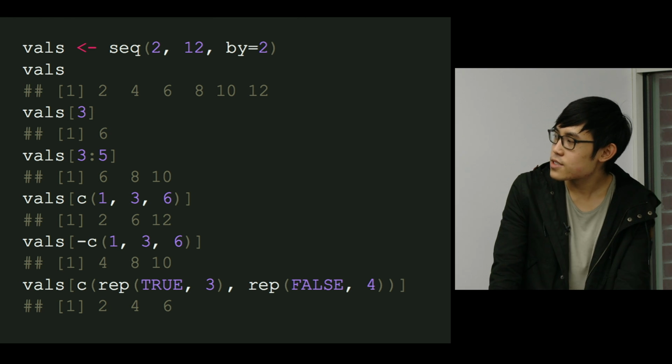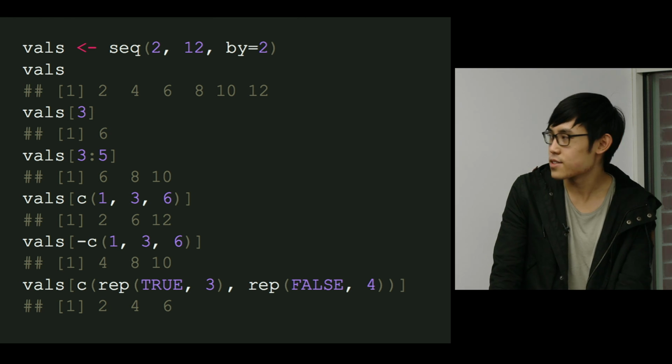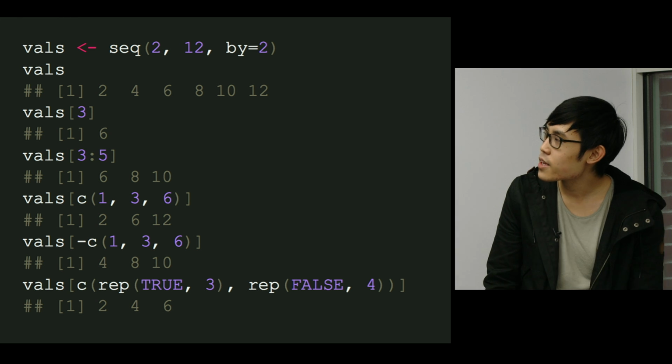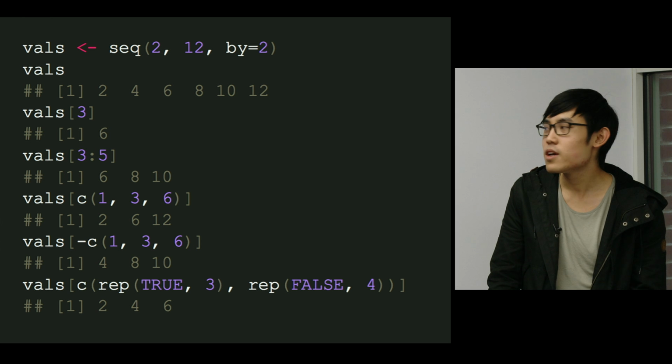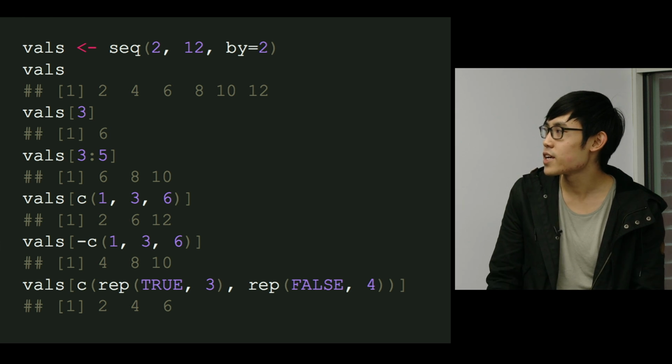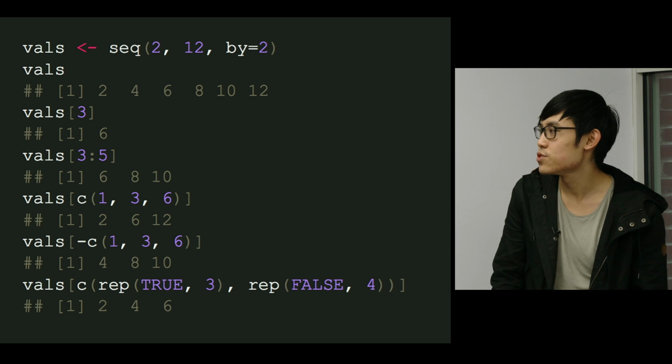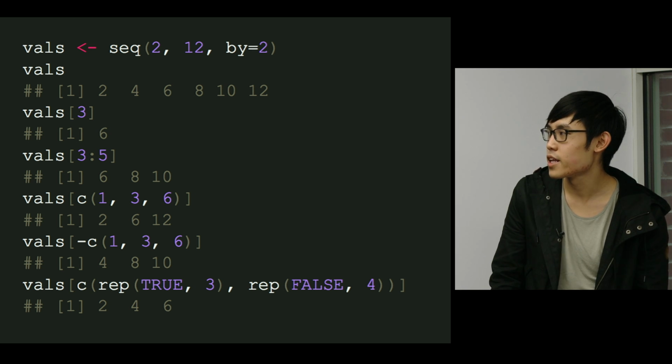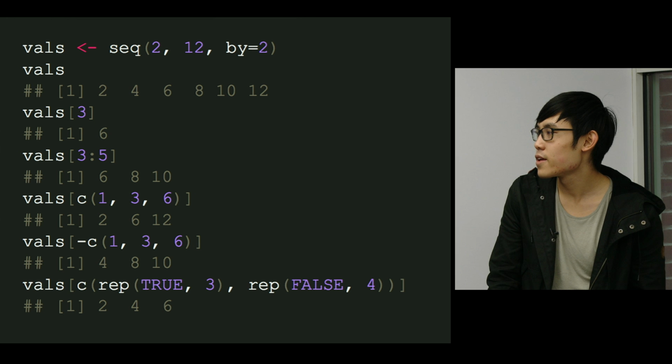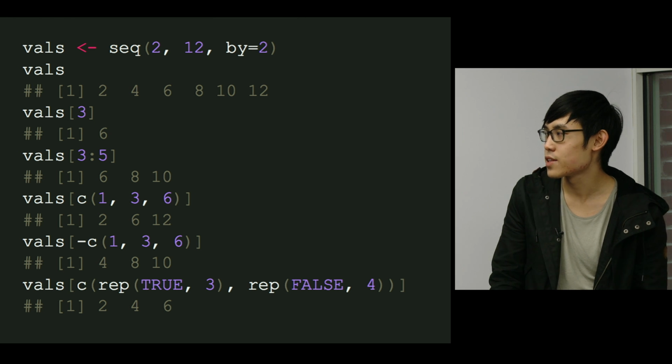So here is vectorized indexing. In the beginning, I am taking a function called seq, for sequence. So sequence from 2 to 12, and I'm taking a sequence by 2. So it's going to do 2, 4, 6, 8, 10, and 12. And then I'm indexing to get the third element.